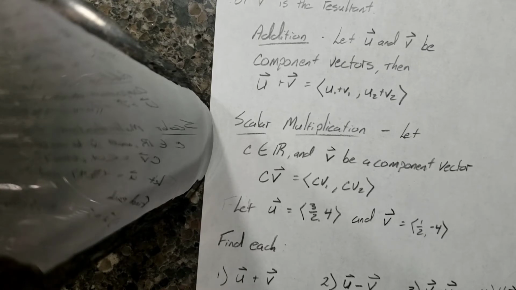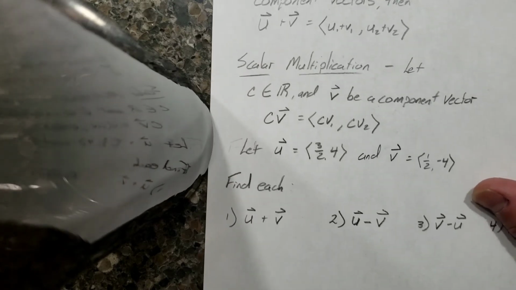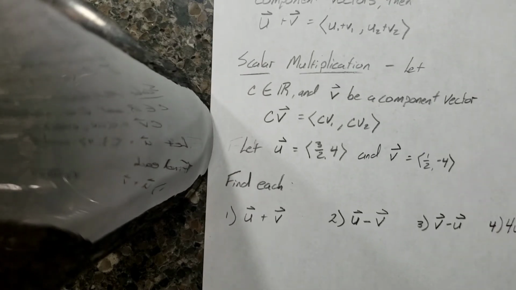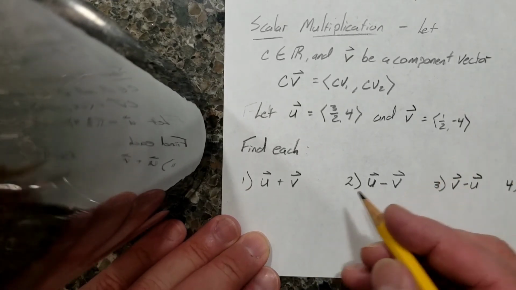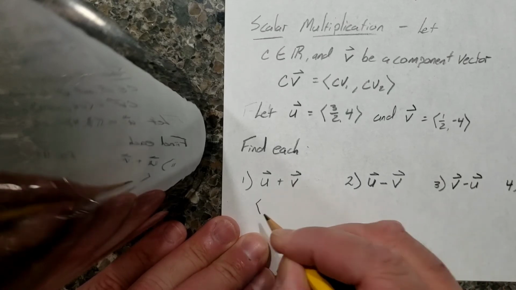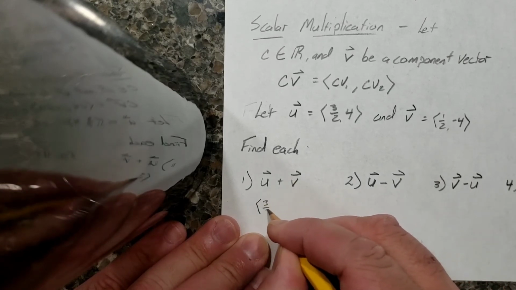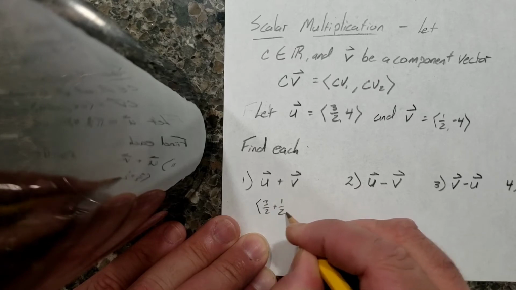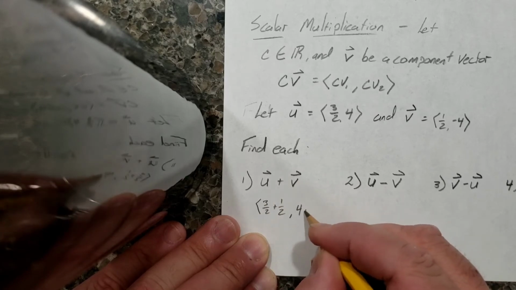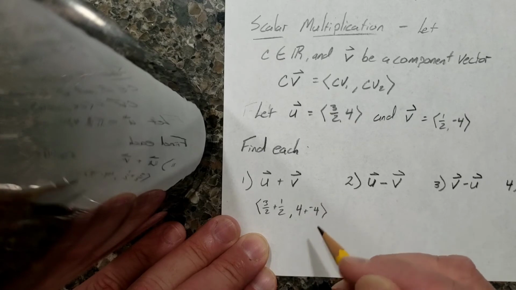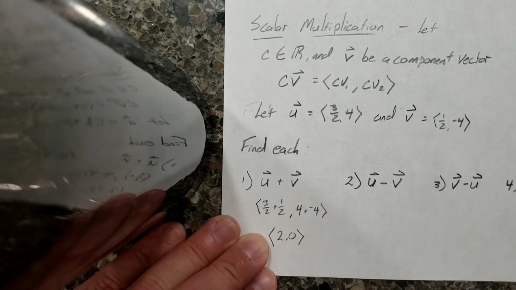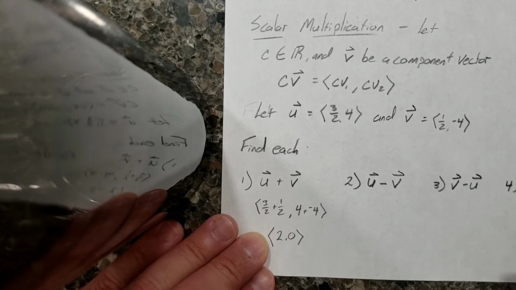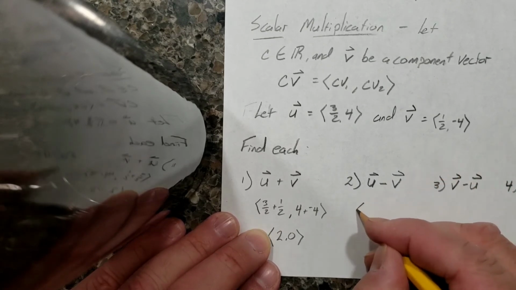Okay, so now I've got some examples. I'm going to use vector u is (3/2, 4) and vector v is (1/2, -4). The first thing we're going to do is add those two vectors together. So in order to do that, we do 3/2 plus 1/2, 4 plus -4. And that ends up being (2, 0). Very straightforward.